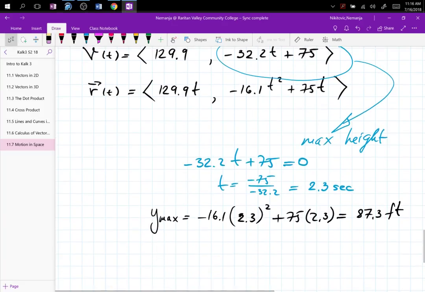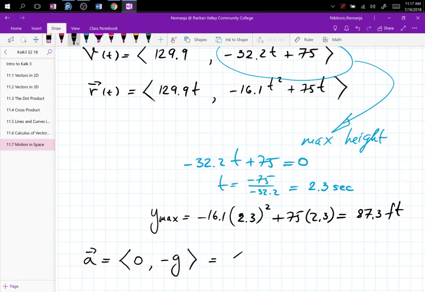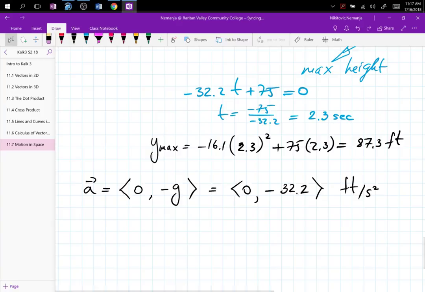We can also, well, acceleration is clearly 0 and then negative g, right? Let's write that. Acceleration is 0 in the x direction, there is no acceleration, and in the y is just negative g, so 0 and negative 32.2 feet per second, or feet per second squared, whatever you want to call it. So these are the calculations that you can do.